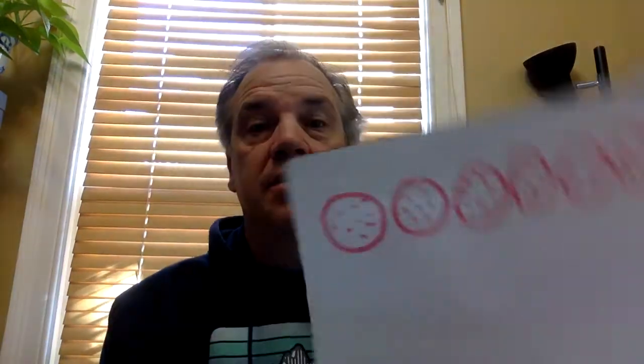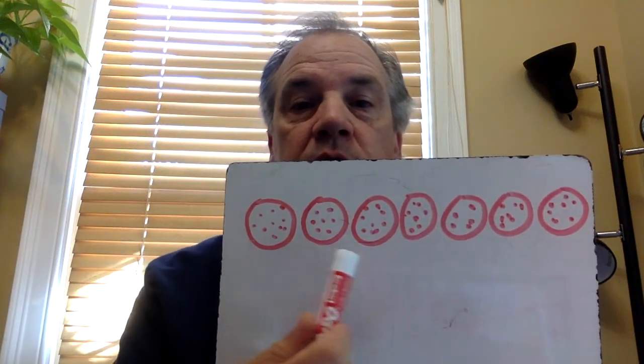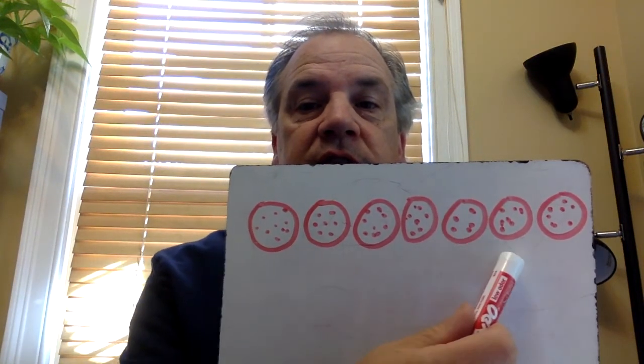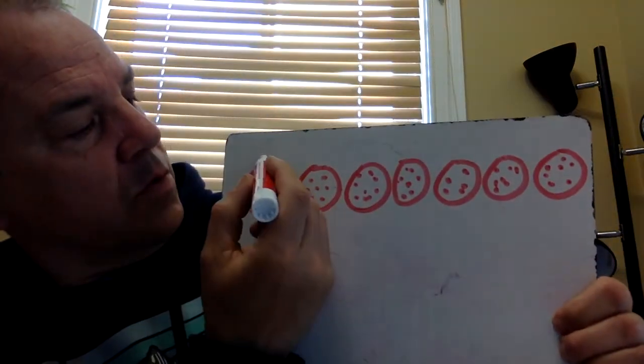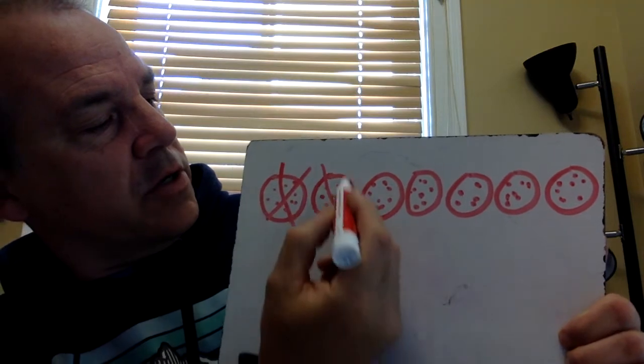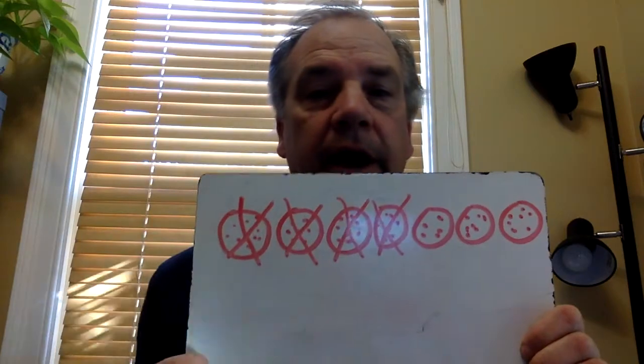Okay, first word story. There were 7 chocolate chip cookies. 1, 2, 3, 4, 5, 6, 7. 7 chocolate chip cookies. Mr. Brewster ate 4 of them. 1, 2, 3, 4. How many cookies are left?